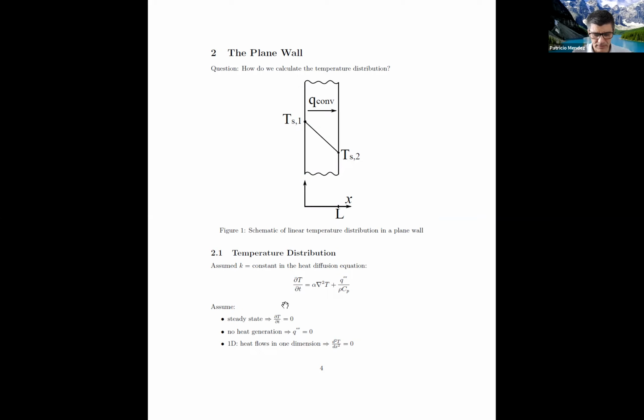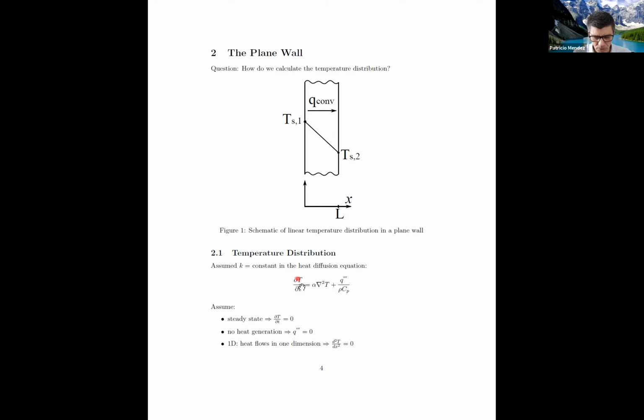Let's consider a steady state. So in steady state, the transient term would go away. Another thing that was important from when we talked about differential control volumes is, let's listen to what the differential equations say.